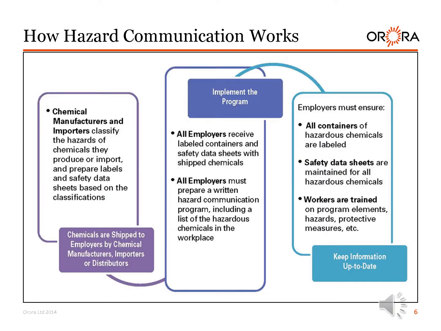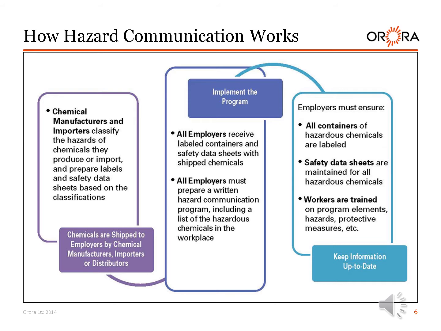How hazard communication works. Chemical manufacturers and importers classify the chemicals they produce or import, and prepare labels and safety data sheets based on classifications. Chemicals are shipped to employers by chemical manufacturers, importers, and distributors. All employers receive labeled containers and safety data sheets with shipped chemicals. All employers must prepare a written hazard communication program, including a list of hazardous chemicals in the workplace.